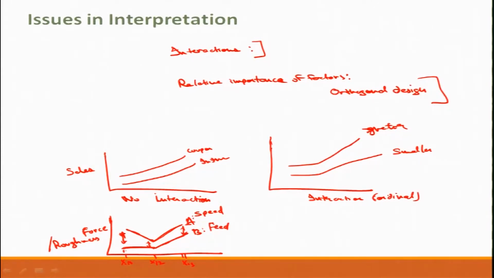So here I can see the feed is increasing from level x11 to level x12, but the increase from level x12 to x13 is higher, the slope is higher. However, this is low speed, this is high speed. At lower speed, the force is higher. At intermediate speed, the force is lower, and at high speed, the force is again high. So this has an interaction. The previous one was ordinal. So this is disordinal, but non crossover.